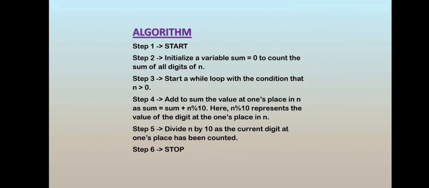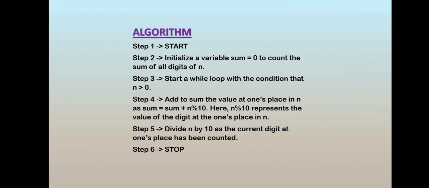Step 5. Divide n by 10, as the current digit at the ones place has been counted. So when we take a 5-digit number, take the last digit and add it to some variable, next we should take the next-to-last digit, that is the tens place number. To retrieve that number, we should make the 5-digit number into a 4-digit number. To make it easier, we are using a division operation. That is, n by 10 gives us the quotient, which makes a 5-digit number into 4-digit, so that it is easy to take the last digit of a 4-digit number and add it to find the sum.